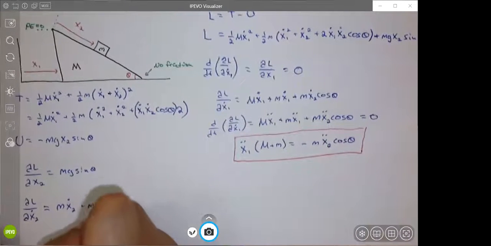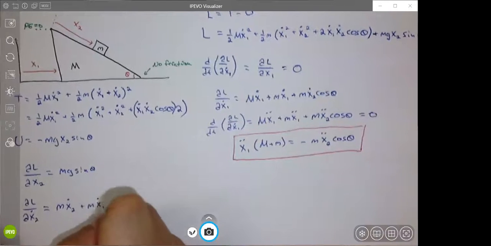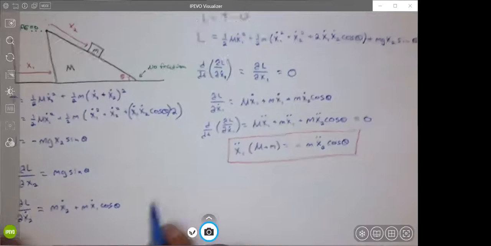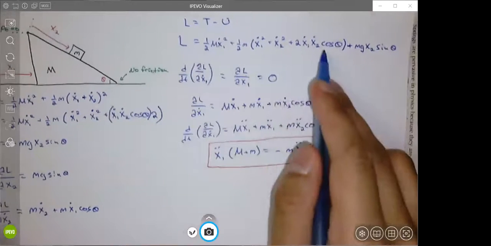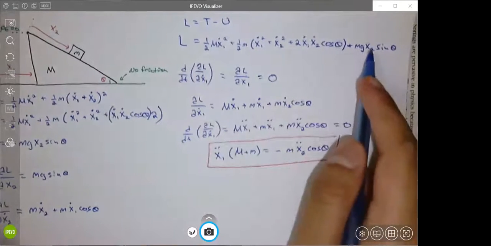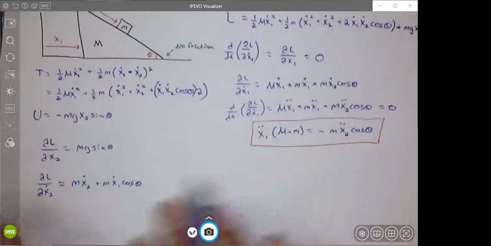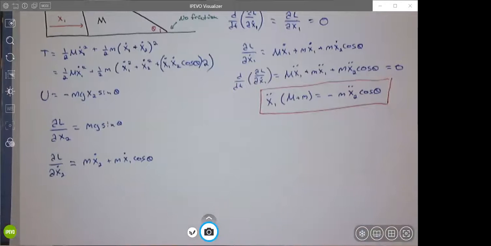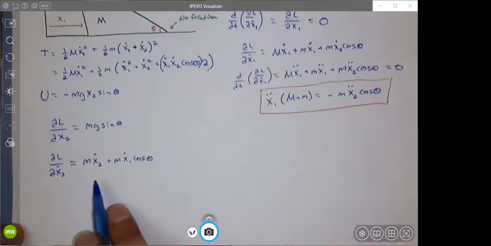So m x1 dot cosine theta. And is there anything else we have? We took care of that, and this one doesn't have the x2 dot, so it's a constant. So that's what we're starting with here. All right. And then what can we do from there? Let me just make sure I have everything correct.